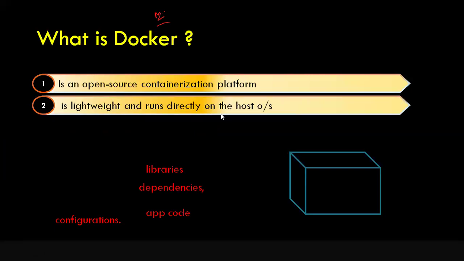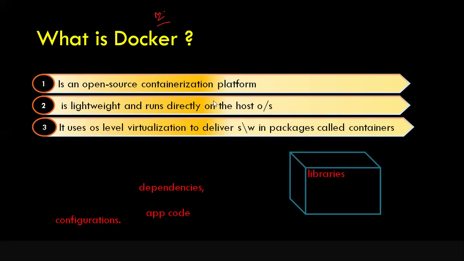So Docker is an open source containerization platform. Importantly, it's lightweight. It runs directly on the host operating system. This is very, very important, guys. I will explain the difference between Docker and VMware. How many of you have used VMware, the virtual machines? Docker is lightweight and runs directly on the operating system, and for that reason Docker gained a lot of popularity. It uses OS level virtualization. This is very, very important.